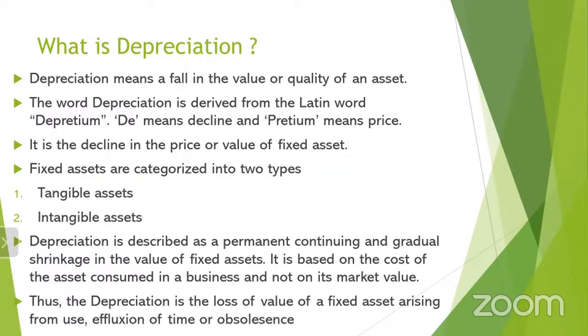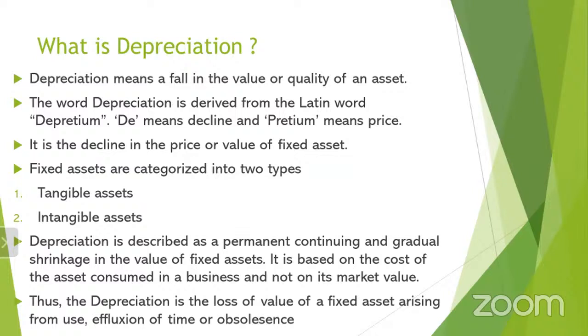What are fixed assets? Tangible and intangible assets, two types. Tangible means they have physical existence, for example land, buildings, machinery, motor vehicles. Intangible assets do not have any physical substance, for example patents, copyrights, trademarks, goodwill.